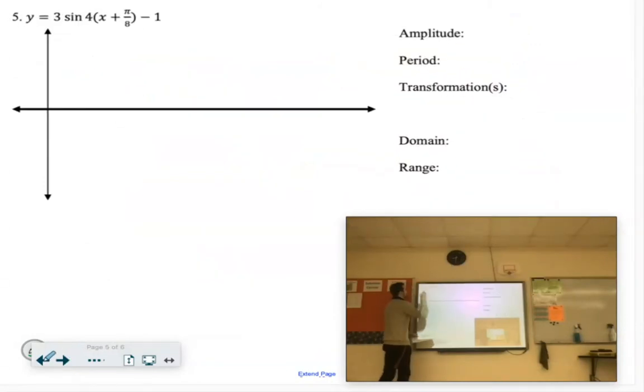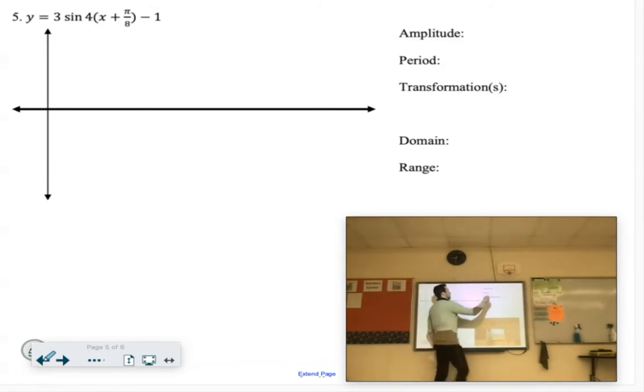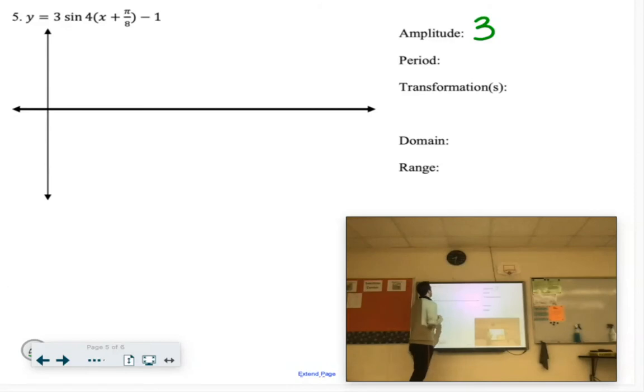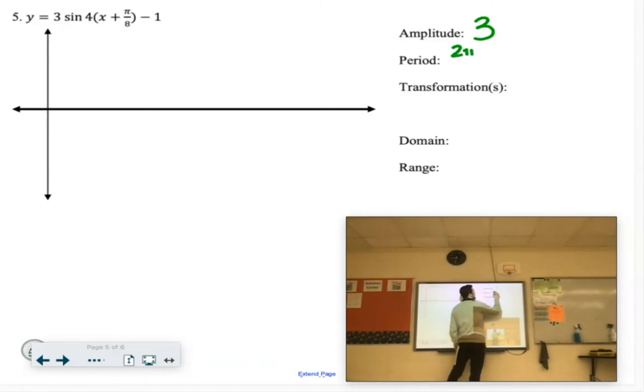Number 5. All right. The 3 is the amplitude. It's not reflected because it's not negative 3. I see that we have a 4, which affects our period. Period is 2 pi divided by b, and 2 over 4 reduces to 1/2. So our period is going to be 1/2 of a pi.